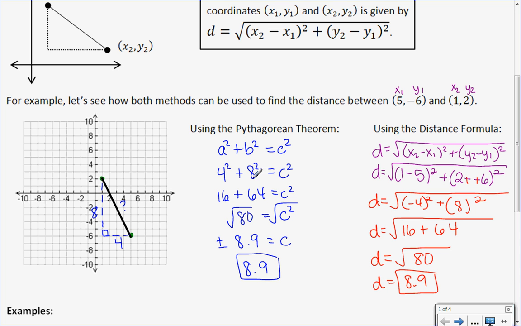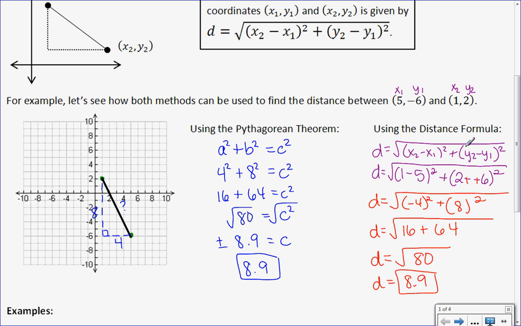So then the question is really, how did we end up with 4 and 8 from these? Well, the distance from x1 to x2, from the first x-coordinate to the second x-coordinate, is just this horizontal distance, which is 4. That's where that 4 came from. The vertical distance from y1 to y2 is the difference between that vertical distance, and that's where we came up with 8. So really, the distance formula is just Pythagorean theorem in disguise.